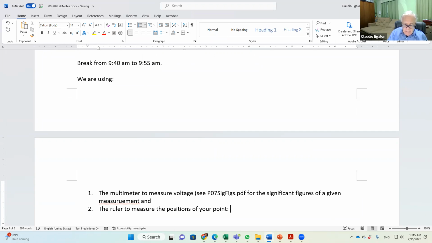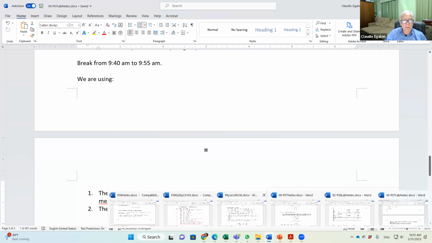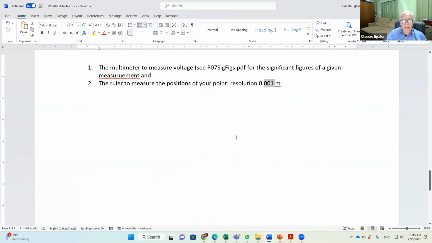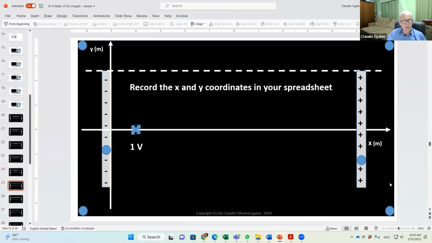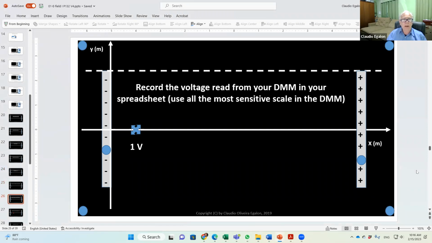In this case, don't forget, I'm using a resolution, just like we did for physics 6, of 0.001 meter, right? So when you write down your significant figures, you have to go only up to the third decimal place. Okay. And then what else do you do? Record the X and Y coordinate in your spreadsheet, right? Record the voltage read from your DMM in your spreadsheet.